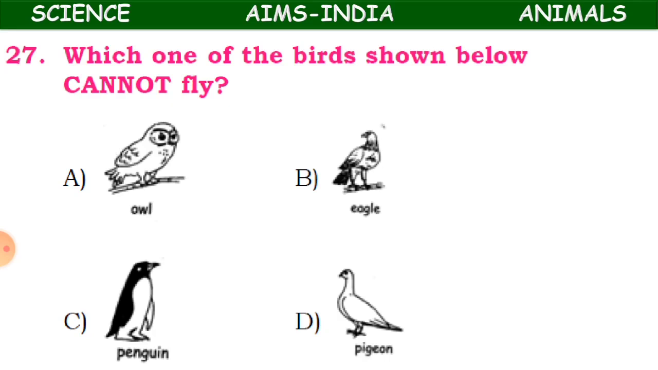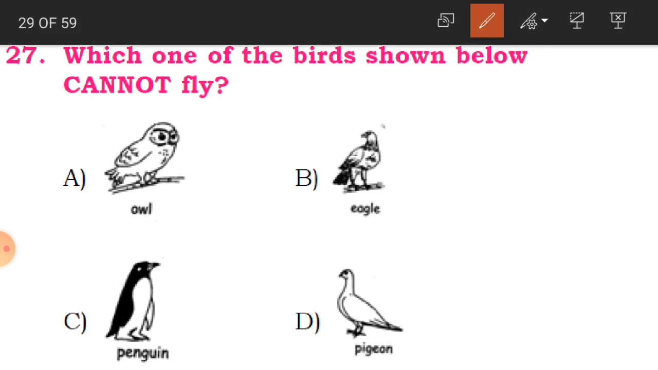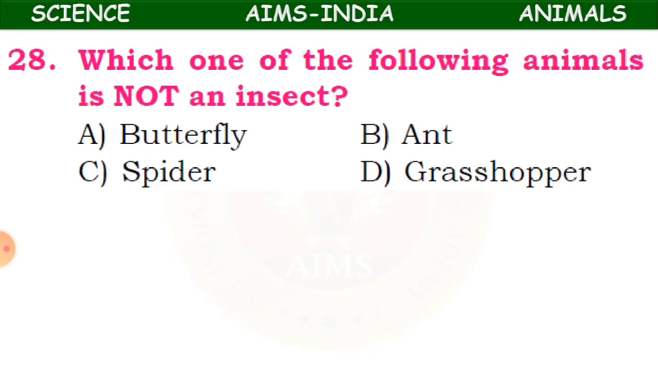Which one of the birds shown below cannot fly? See, children, you have owl here, eagle, penguin and pigeon. Which cannot fly? Yes, it is C option, penguin. Whereas the rest of all can fly except penguin. Clear?